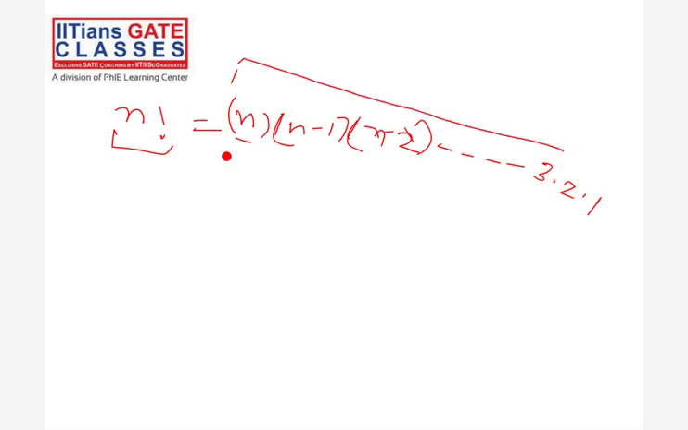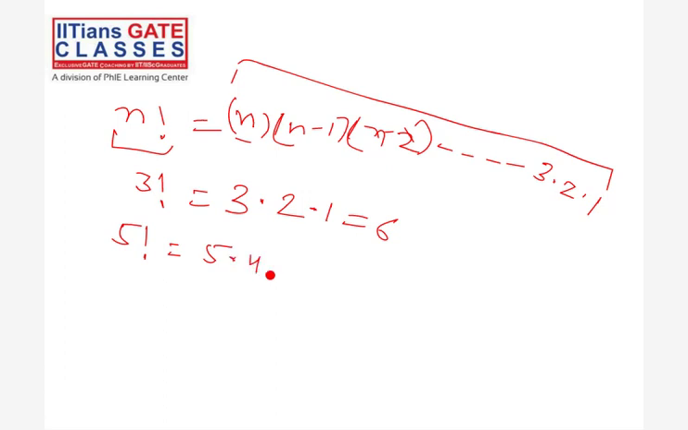So this is n factorial. For example, what is 3 factorial? This is 3 multiplied by 2 multiplied by 1, which is nothing but 6. What is 5 factorial? That will be 5 multiplied by 4 multiplied by 3 multiplied by 2 multiplied by 1, which is equal to 120. So this is the definition of n factorial.